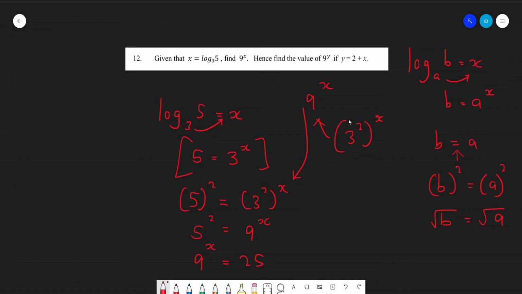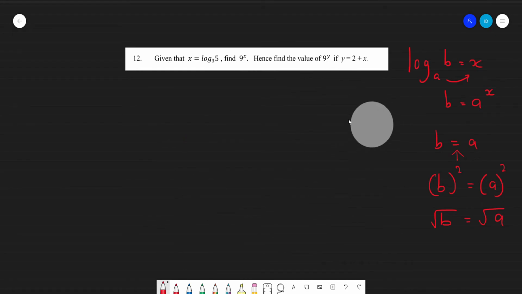But now, hence find the value of 9 to the power of y if y is equal to 2 plus x. There are many ways, but one of my favorite ways is this. Let me put here 9 to the power of x is equal to 25, just for future reference. So first things first, I write down y is equal to 2 plus x.